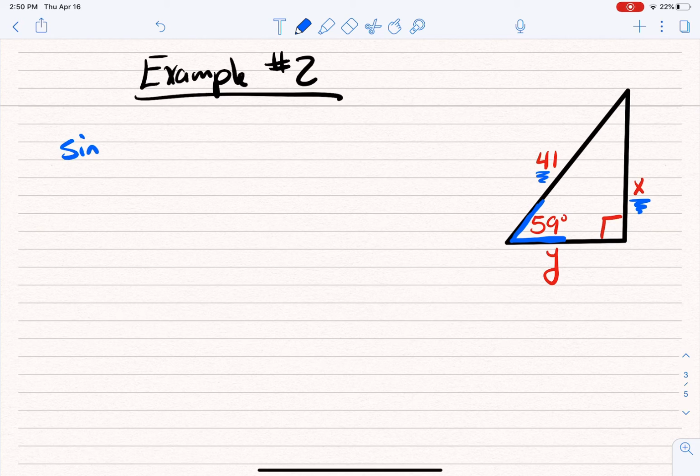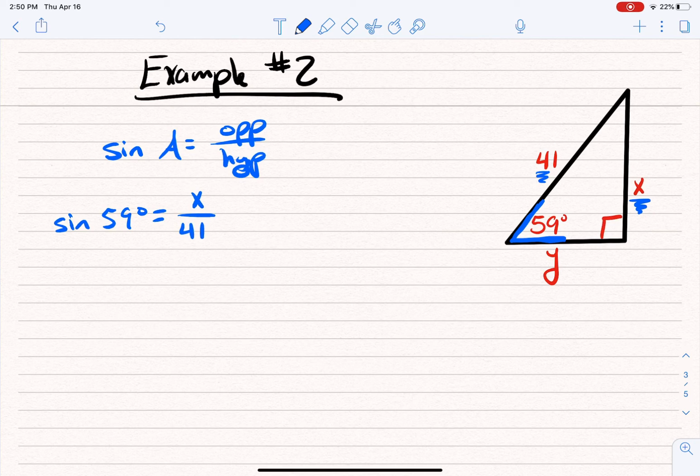So I say the sine of 59 degrees is equal to, and it's a good reference to go, well, wait a minute, how do I know what this is? Well, you know that sine of any angle is equal to opposite over hypotenuse. I like to have that just so that we can work from that. So I say the sine of 59 degrees is equal to opposite x over hypotenuse, 41. And now I can multiply both sides by 41. Multiply right here, multiply right here. These two cancel out. And I'm left with x is equal to 41 times the sine of 59 degrees.